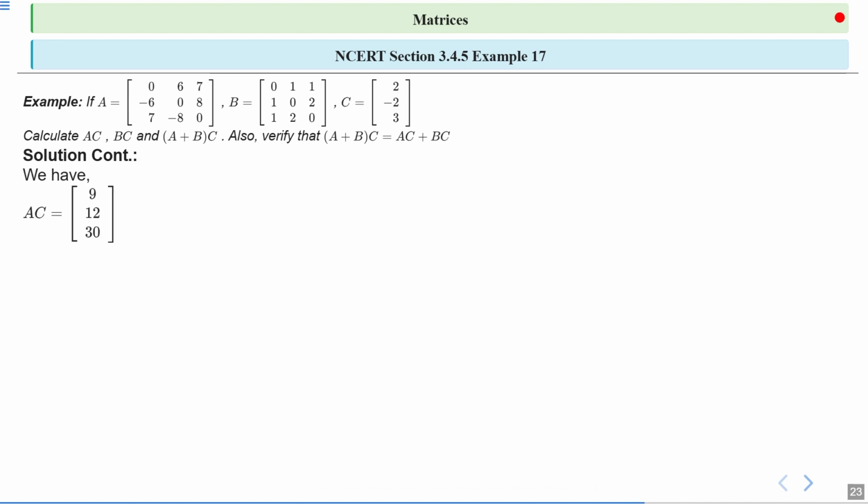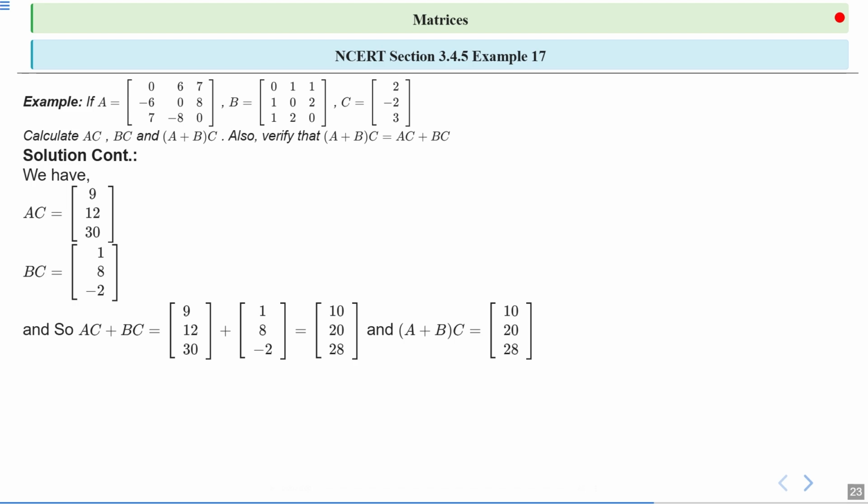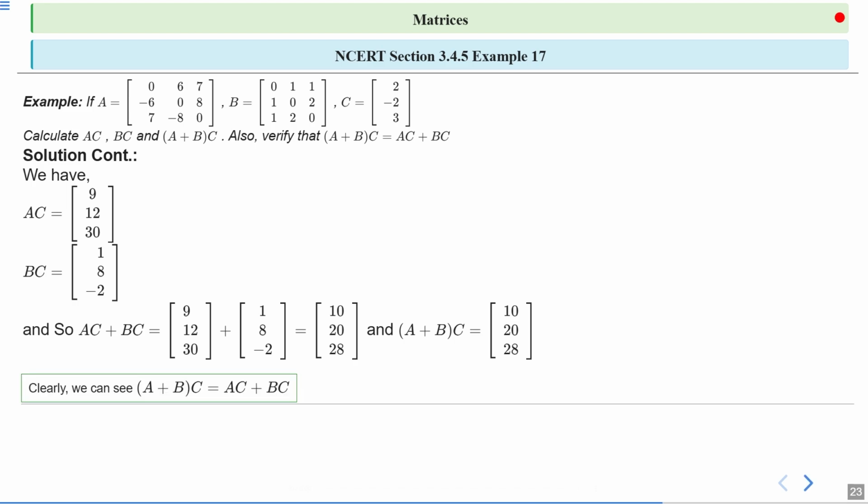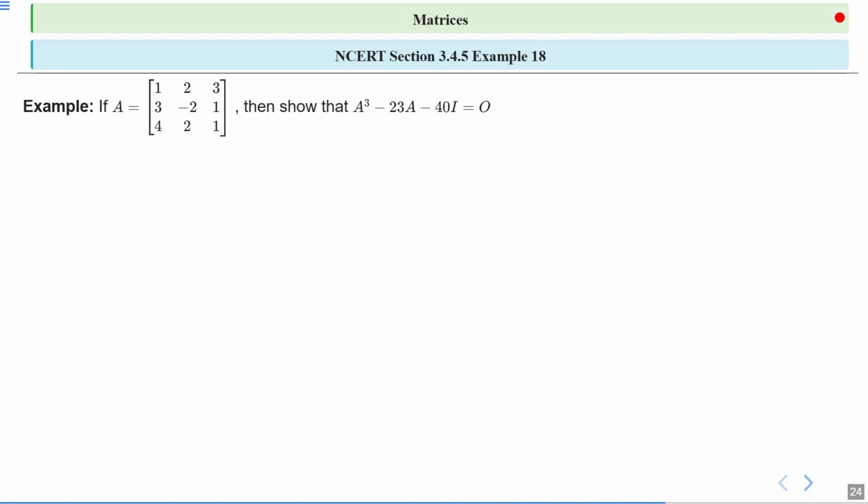Now we have matrix AC as 9, 12, 30, and BC as 1, 8, -2. So AC plus BC will be 9, 12, 30 plus 1, 8, -2, and after adding these, we will get 10, 20, 28. And (A plus B) into C is also 10, 20, 28. Clearly, we can see that (A plus B) into C is equal to AC plus BC. Okay, so hope it's clear to all.